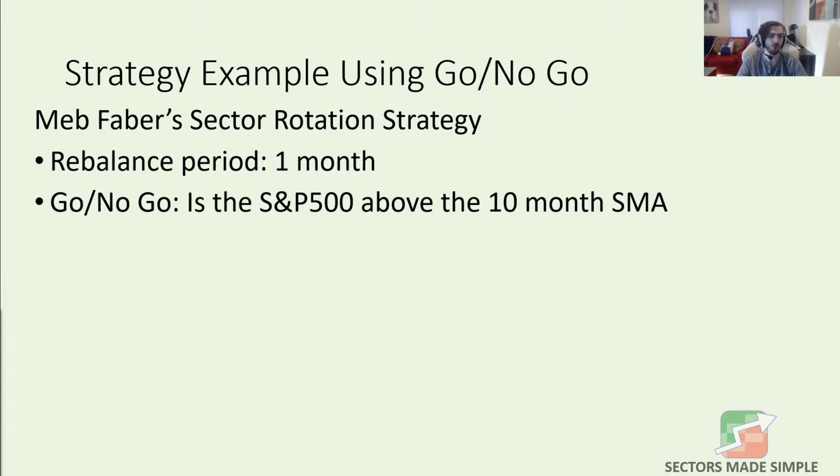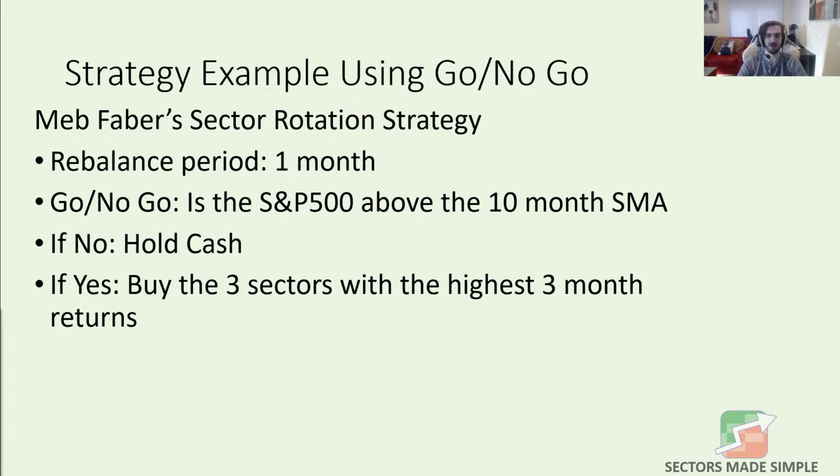And his go or no-go is: is the S&P 500 above the 10-month simple moving average? If the S&P 500 is not above the simple moving average, sell everything, hold cash, stick it underneath your mattress. If the S&P 500 is above the 10-month moving average, then go in and buy the top 3 sectors with the highest 3-month returns. That's it. That's his entire strategy.